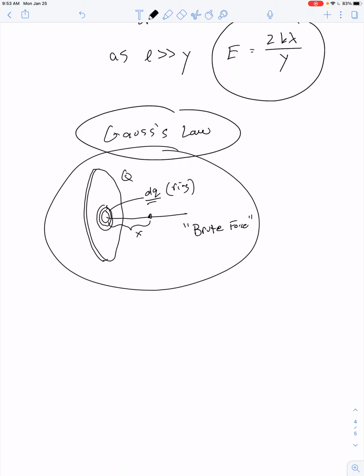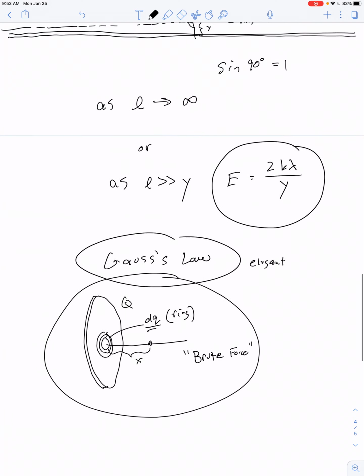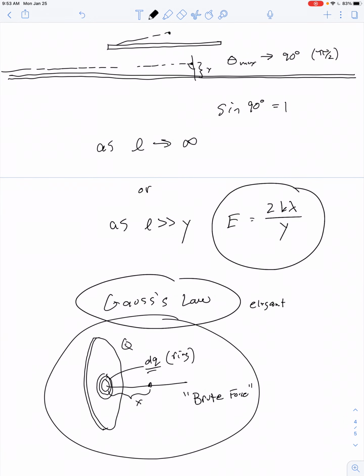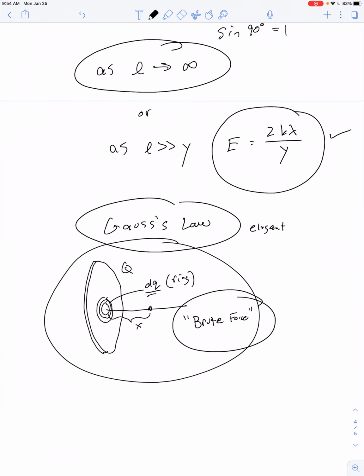Gauss's law gives us a more sophisticated or elegant method for finding electric field. And it turns out we can use Gauss's law also in the case of the infinitely long rod, and we should get the same result. So just make note of that and keep that in the back of your mind as we progress into the next unit of study on Gauss's law to see the result we get is consistent with the result we found from this brute force method.